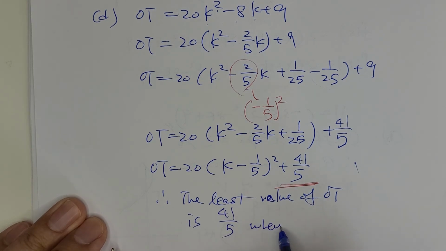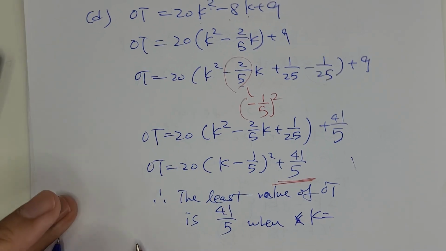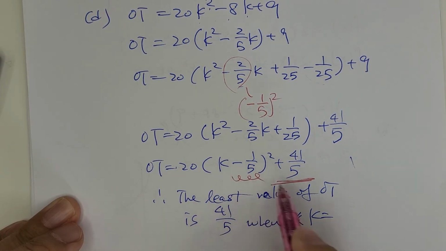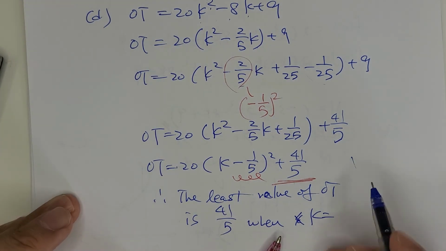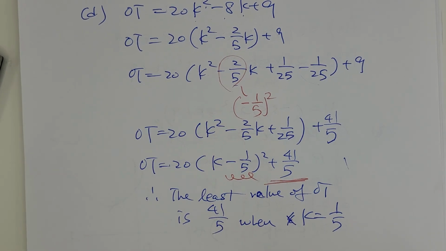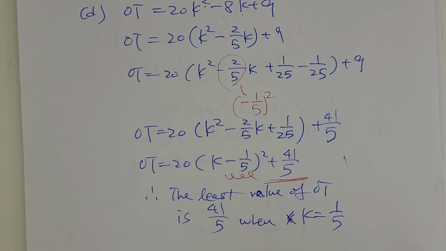When k equals, if this term equals 0, then it will be minimum. So k equals 1 over 5, not negative but positive, because you want to make it 0. So that's the end of this question, and that's the end of this paper. Thank you so much.